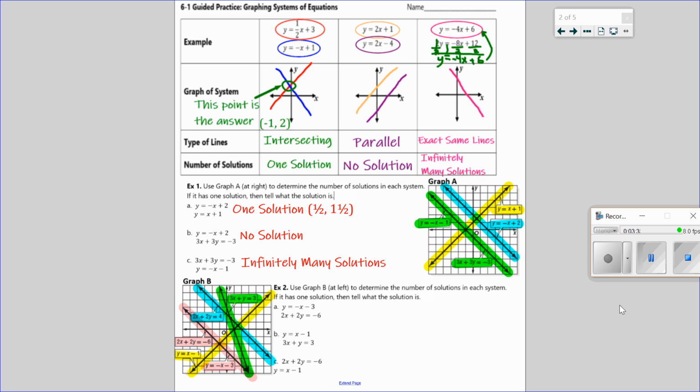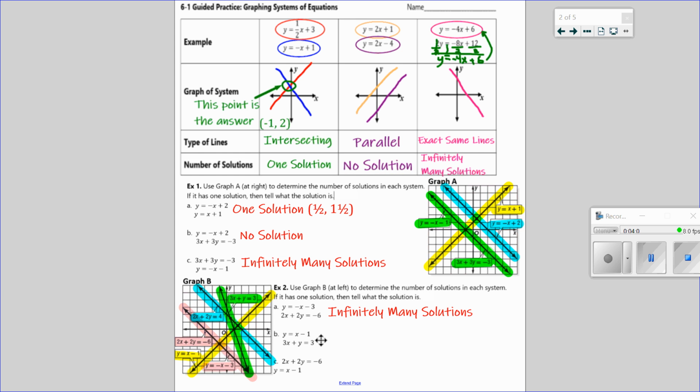Okay, so hopefully that wasn't too difficult. For the first part, A, when you followed the two lines, y equals negative x minus 3, that should have been what I have now highlighted as the pink line. And then 2x plus 2y equals negative 6 also turns out to be that pink line. So since they are from the same line, that means that they have infinitely many solutions.